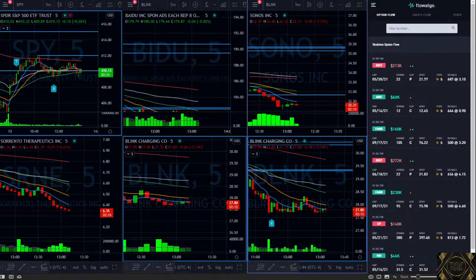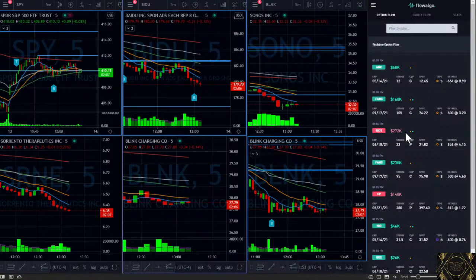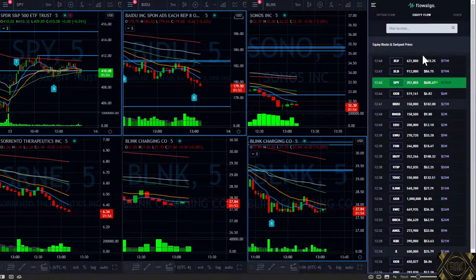Now, what this enables me to do is I can see flow that's coming into the market as I am charting. And how this helps is that I'm able to see where big money is going. For those who don't know what flow is, it's essentially showing you the large buys that are coming into the market. So you have things such as sweeps, blocks, splits. There's even dark pools.